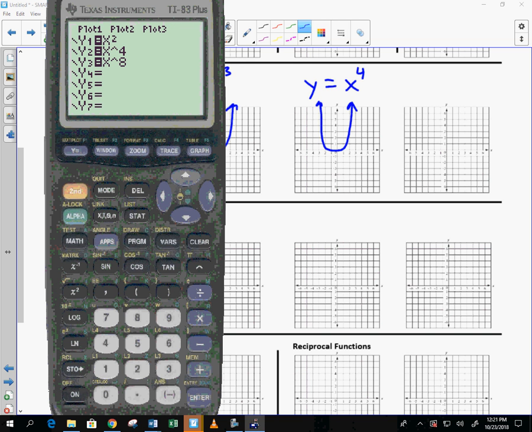What if we increased it to a very large positive integer that's even? Somebody want to give me an example here? x to what power? 216? You just went to 216. Oh boy, did you know that's a perfect cube? 6 times 6 times 6. Good job. 666.